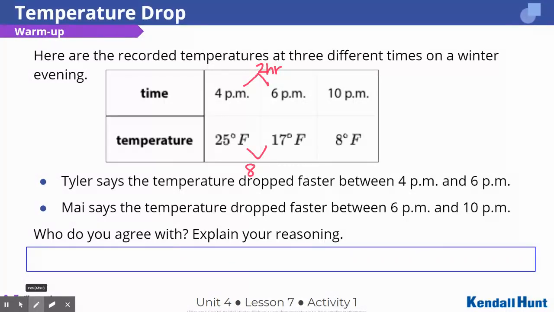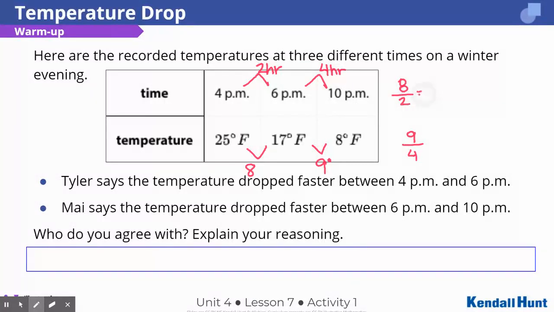If you look at 6 to 10, which May thinks is faster, 6 to 10 is 4 hours, and it went down 9 degrees. So May's argument is that 9 degrees is a bigger drop than 8 degrees, so it changed faster from 6 to 10. But if you look closely, it only changed 9 degrees in 4 hours. And if you look from 4 to 6, it changed 8 degrees in 2 hours.